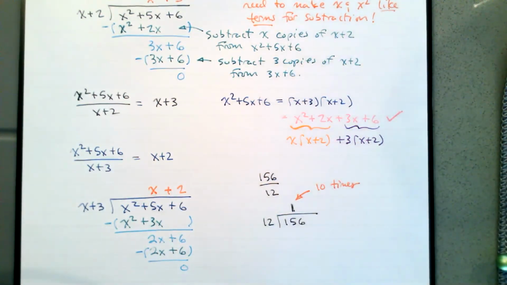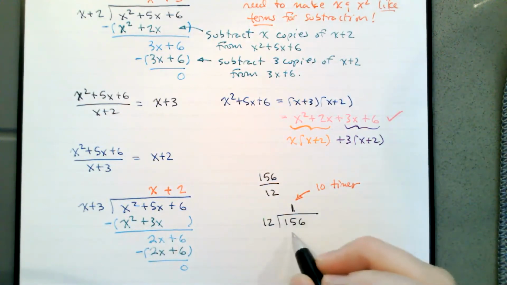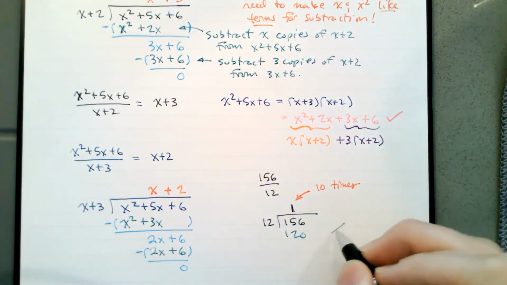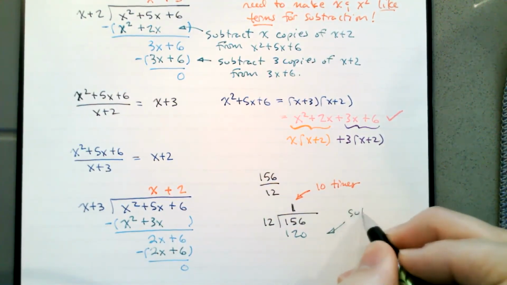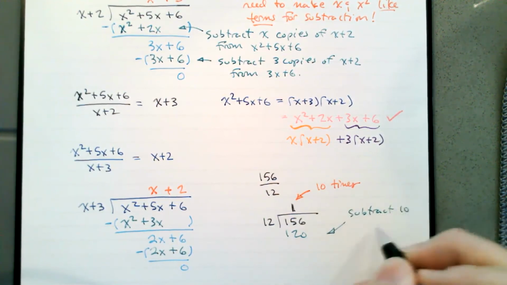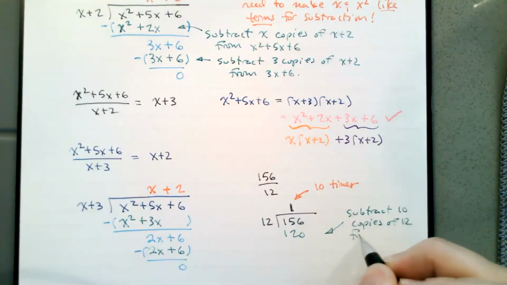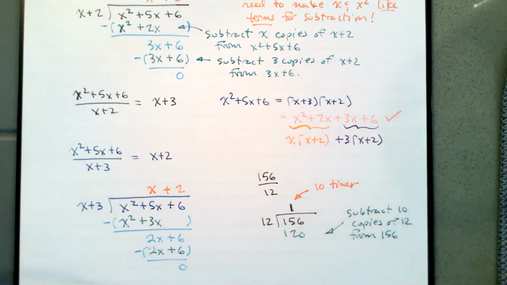We're asking the question, how many times can we subtract 12 from 156 without going negative? The answer is at least 10 times. So let's subtract 10 copies of 12. So 10 times 12 is 120. Here we are subtracting 10 copies of 12 from 156.